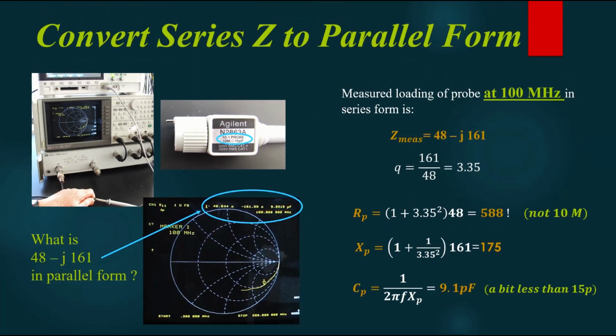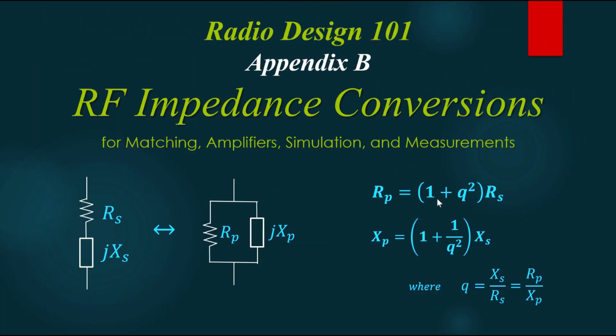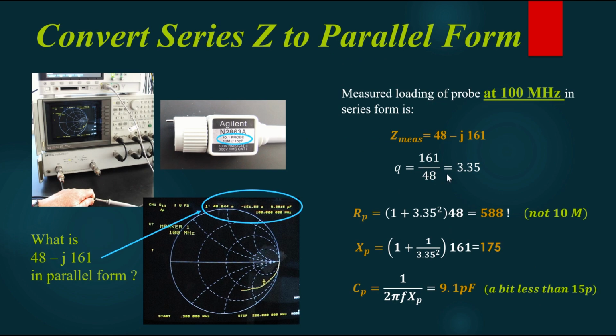Well, let's see. Here's the calculation. And this is using these formulas that we had on the cover slide. So if we want to convert from a series form, RS and jXS, to a parallel form, we need this little thing called Q. And we can get that because we know XS and RS. So that calculates out to 3.35. Then it's a simple matter of plugging into the formulas. The RP value is going to be 1 plus 3.35 squared times the RS value, the 48 ohms. That works out to be 588 ohms.